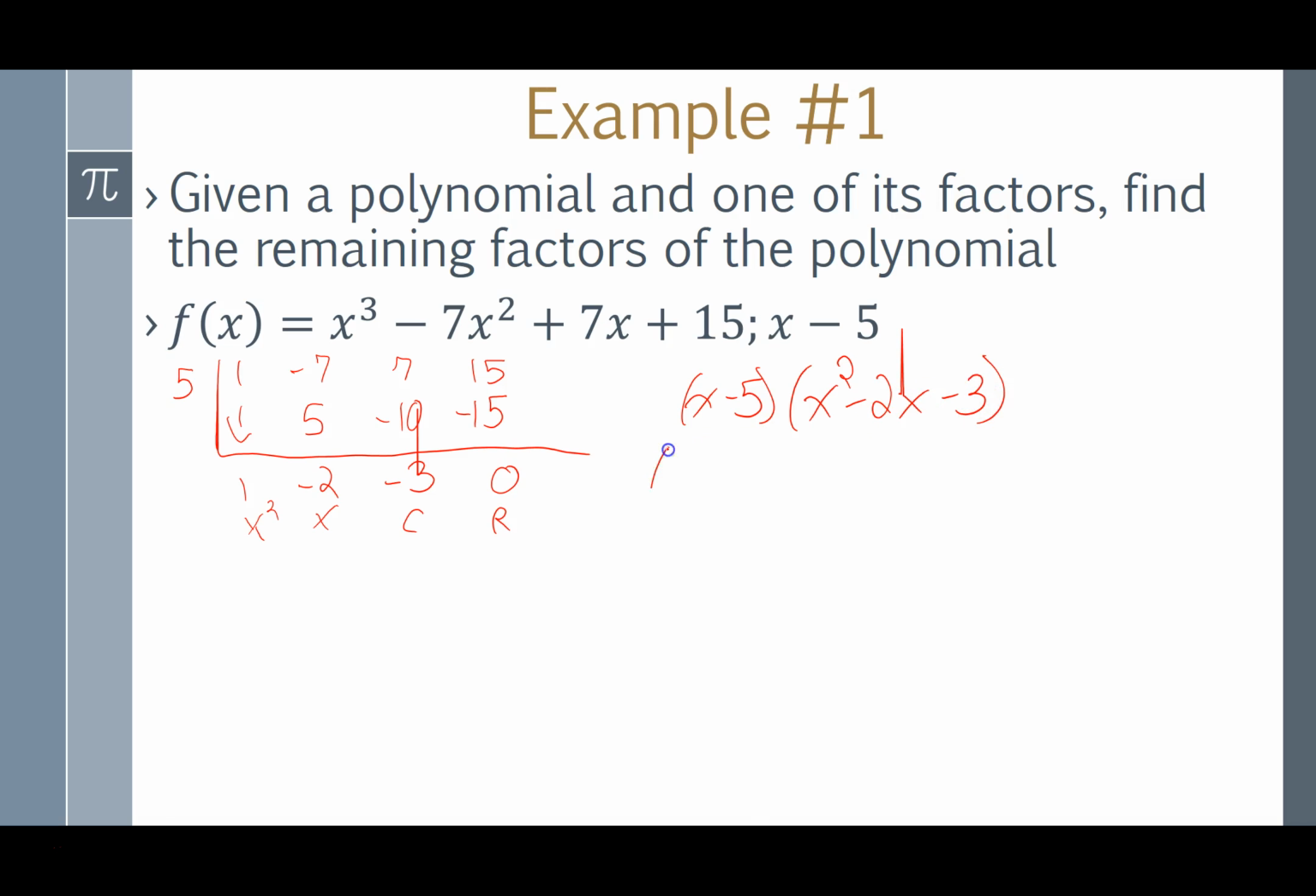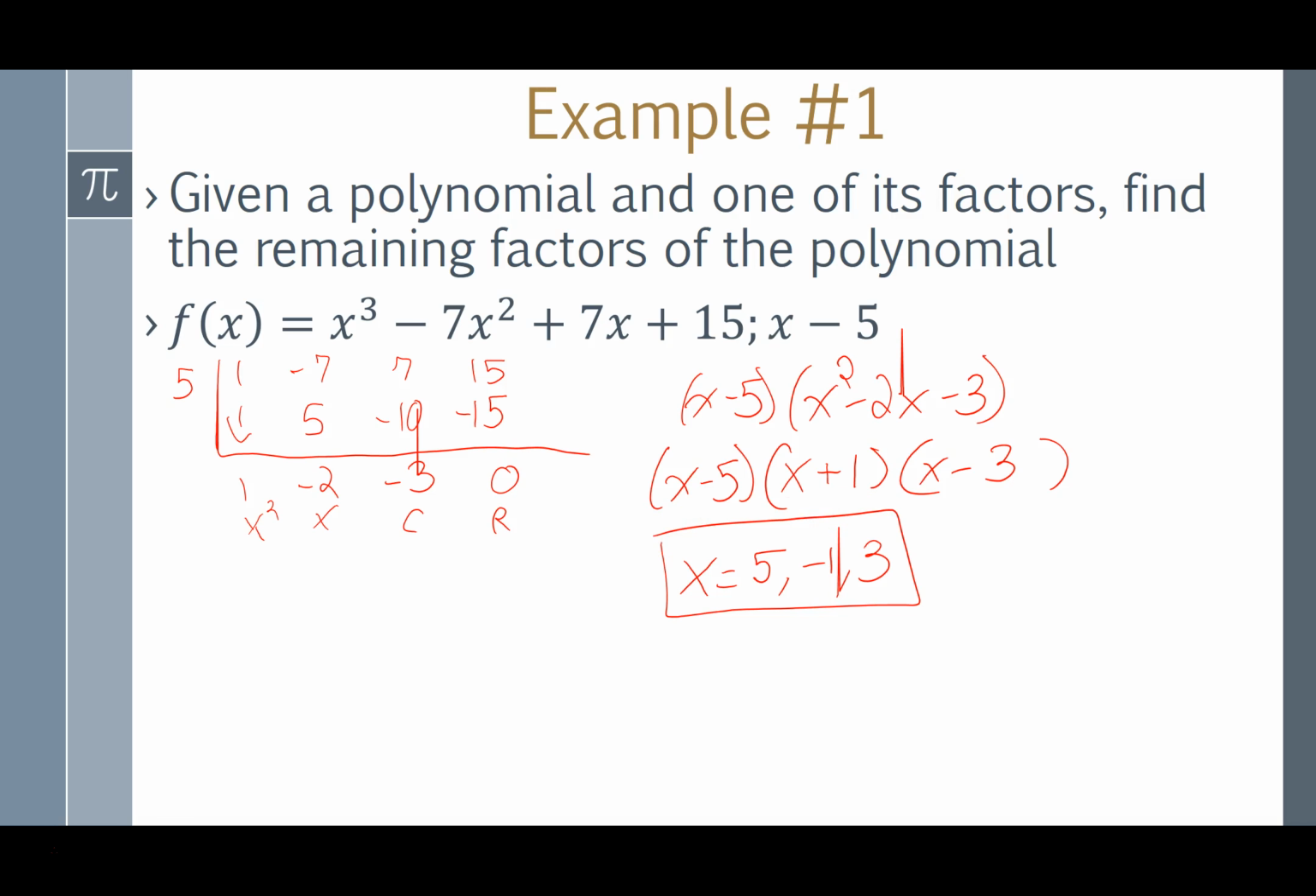Well, that quadratic we can now factor using our factoring methods. So we know if it's x squared, the first two terms are x's. Negative 3 implies we have a positive and a negative. And then in order to make sure they multiply to be negative 3 and add to be negative 2, we need a negative 3 and a positive 1. Well, those are all the remaining factors, which would mean the solutions would be 5, negative 1, and positive 3.